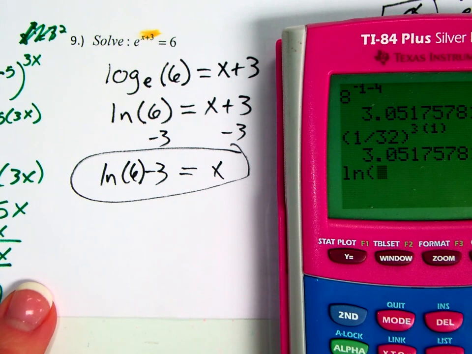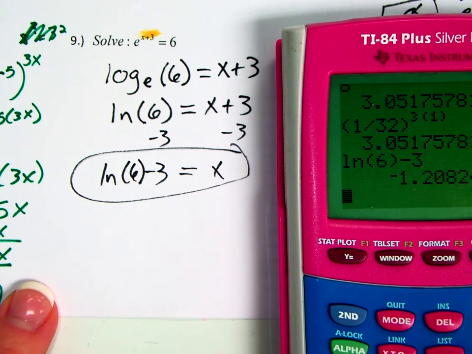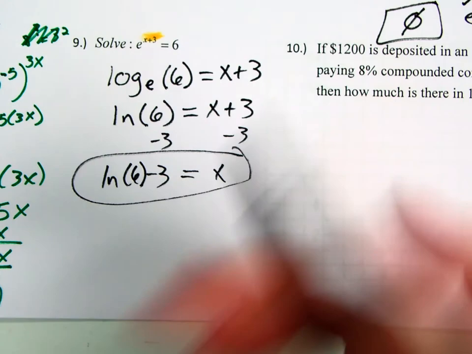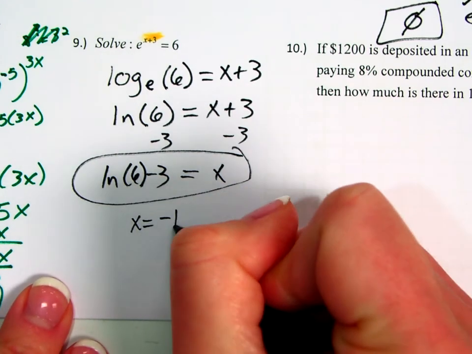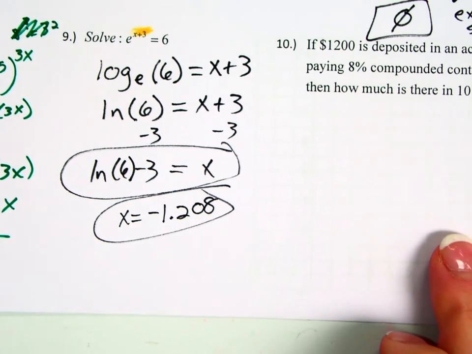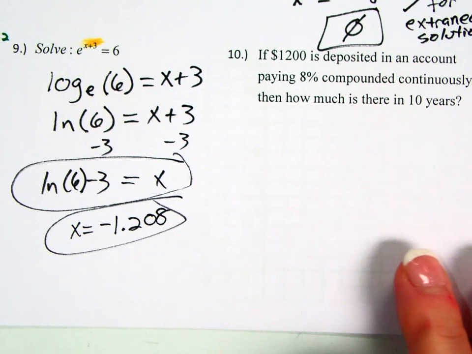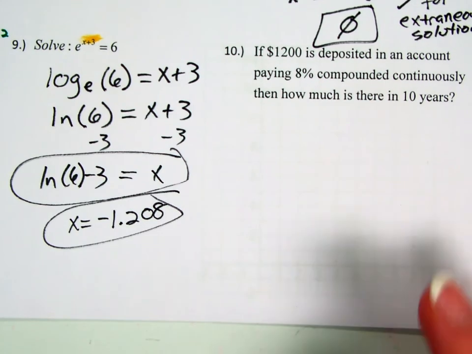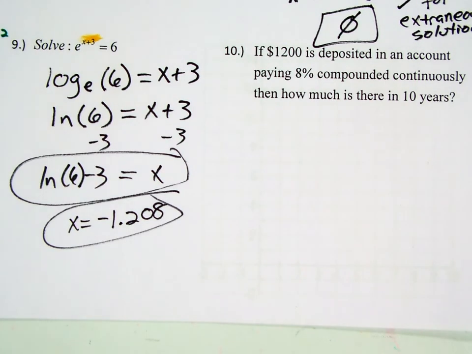So ln of 6 minus 3 is negative 1.208. Depending on the problem, either would be acceptable, but make sure you follow the instructions to determine if you need the exact answer or the estimate. And we'll continue this on the next video.